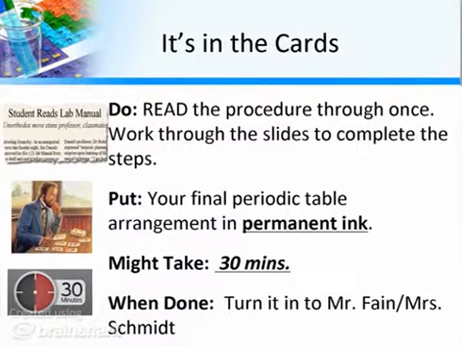You now have enough background information to do It's in the Cards. Take a moment to look over the Do, Put, Finish, Done slide. You will be reading through the procedure and working through the slides in the rest of this presentation in order to complete the project alone. Your final periodic table arrangement on the data sheet needs to be in ink. And based on what happened in class, it could take up to 30 minutes to complete this. When you're finished with it, you will turn it in to Mr. Fain or Mrs. Schmidt.